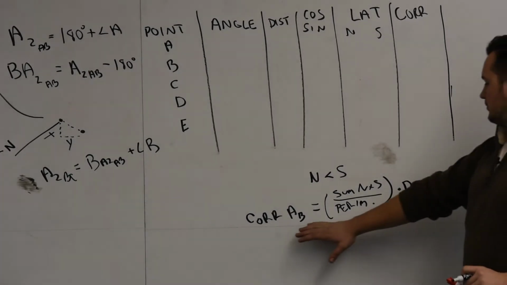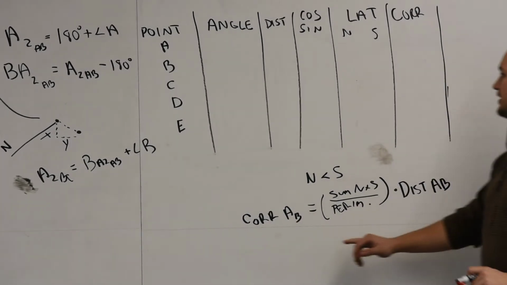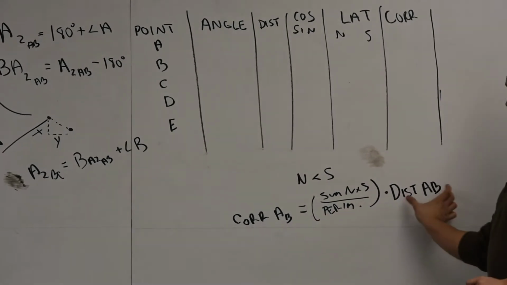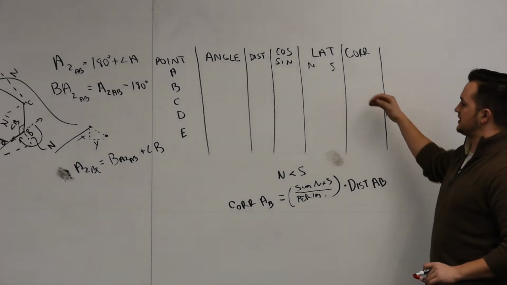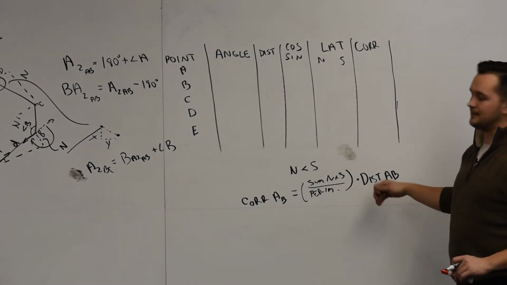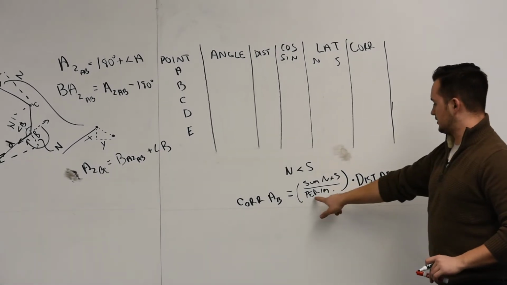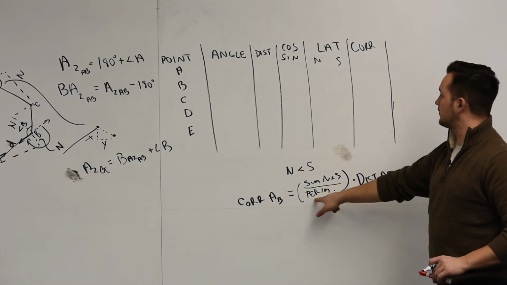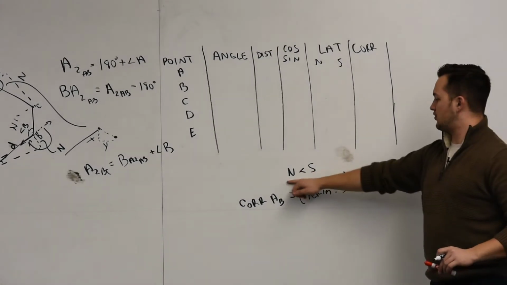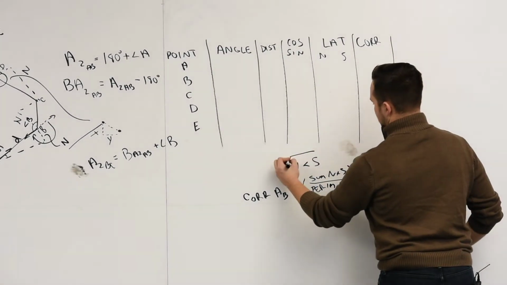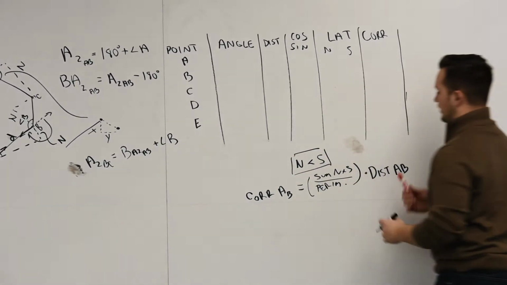Each one of these will have a different correction factor associated with it because this distance is different for each point, from A to B, B to C, C to D, D to E, and so on. This right here will stay the same for all the latitudes, but they will have different signs based on this portion right here, whichever one is greater or less.